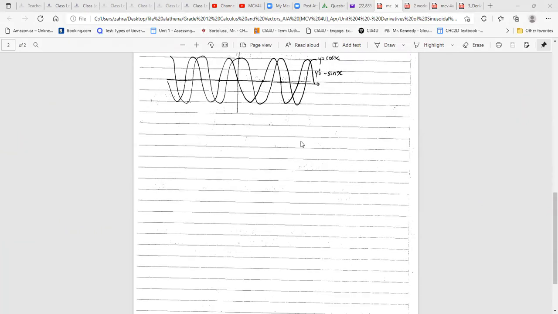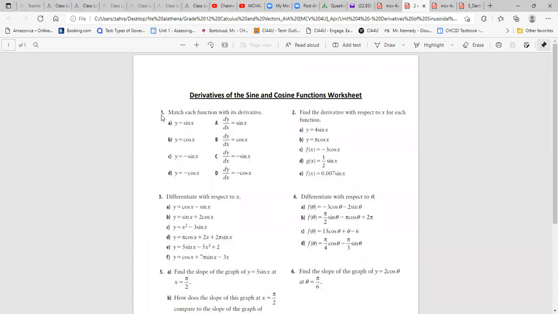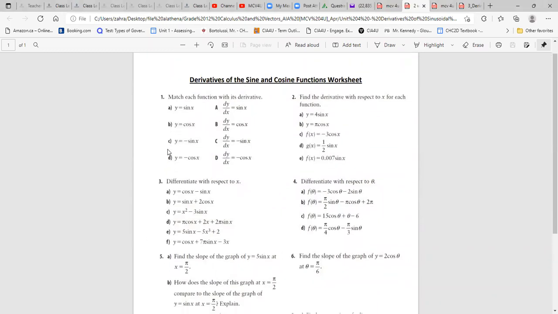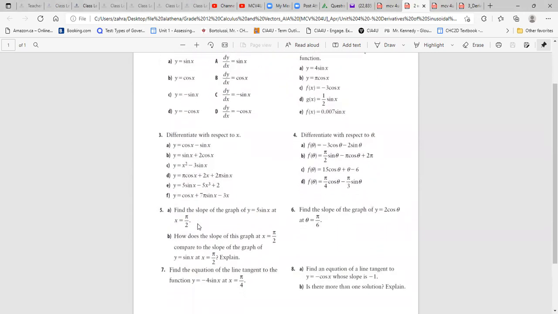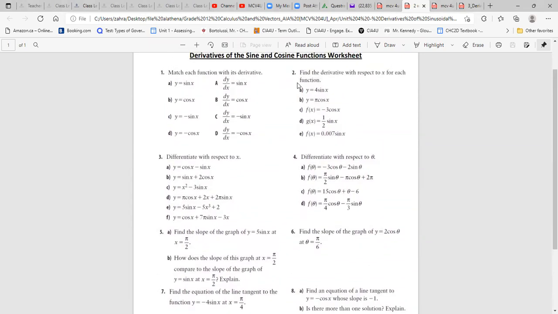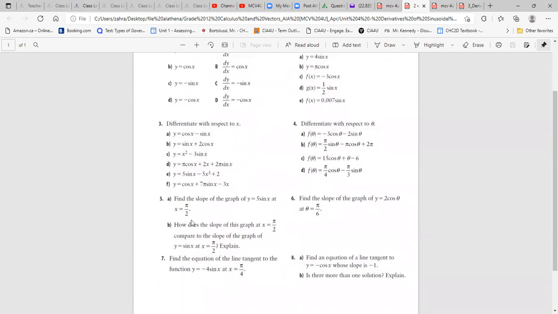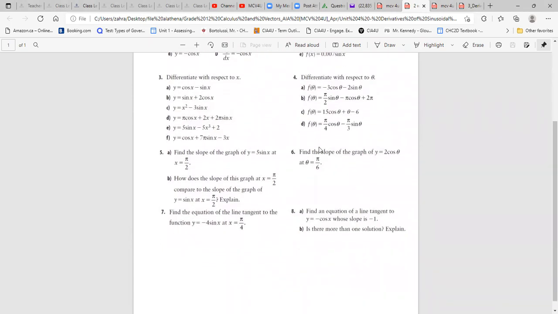This is about the instantaneous rate of change. For the worksheet, you can do question number 1. Question number 3, you can do B, C, and D. Question number 2, C and D. Question number 4, A, B. Question number 5, you do 6, 7. These are the questions you can do.